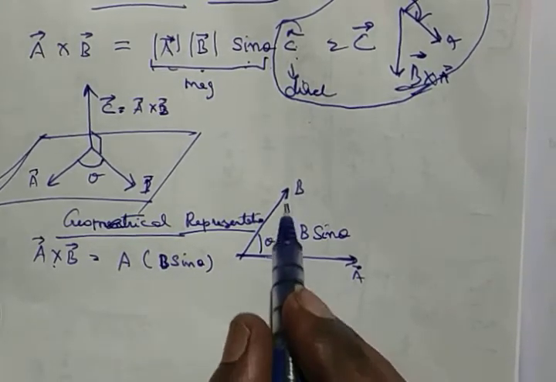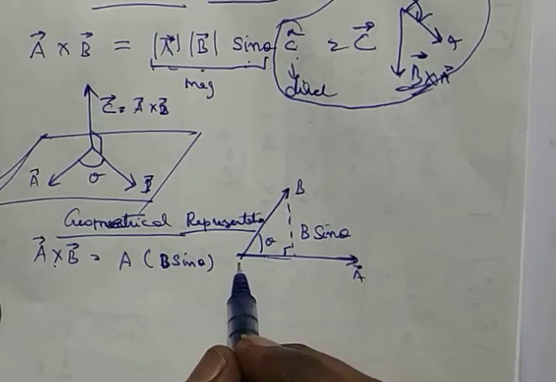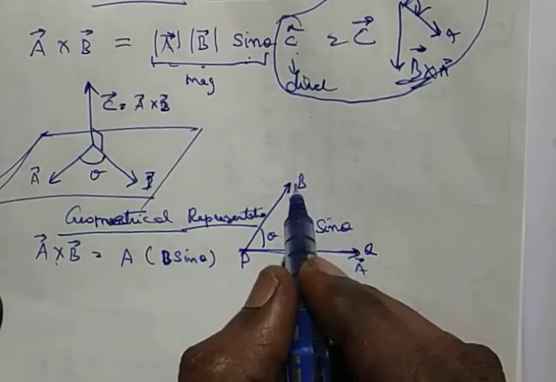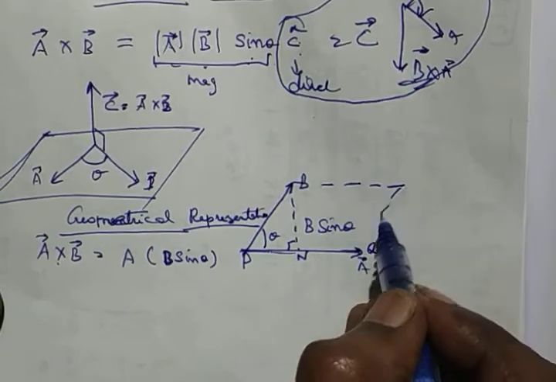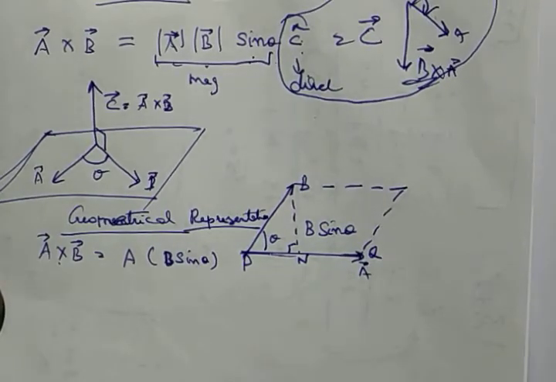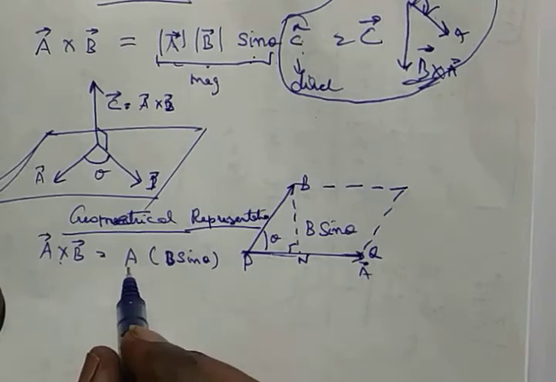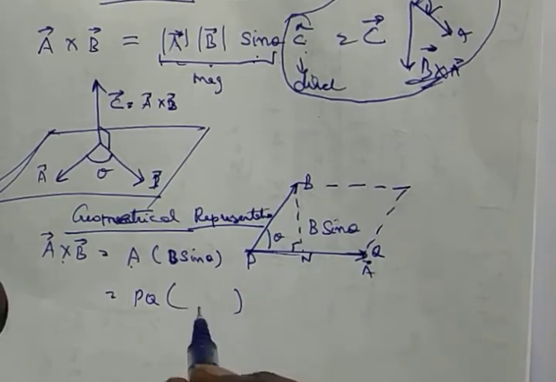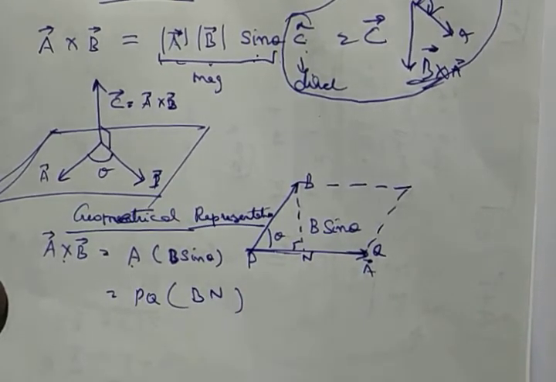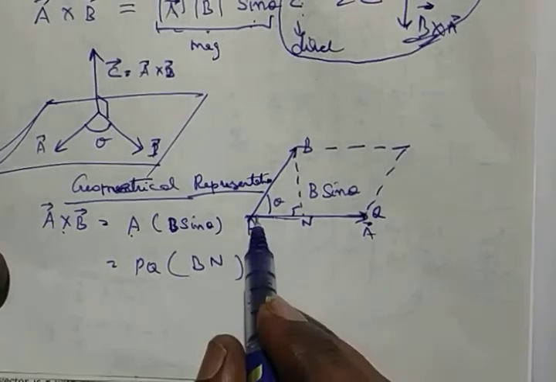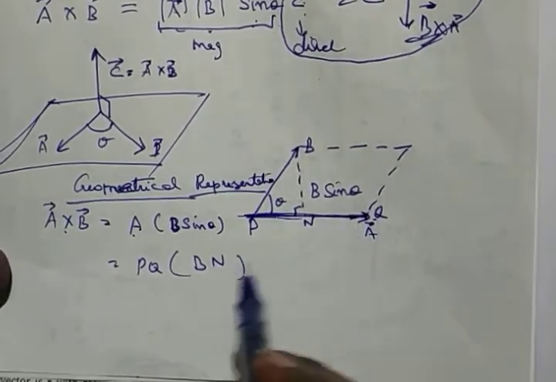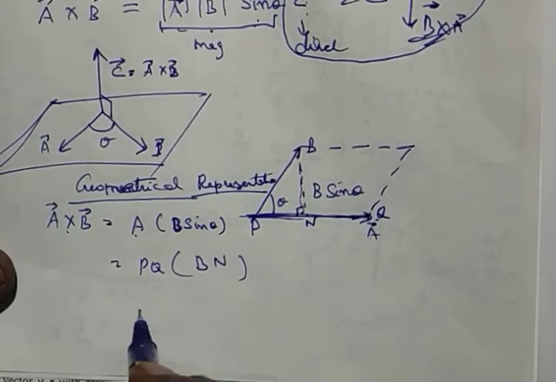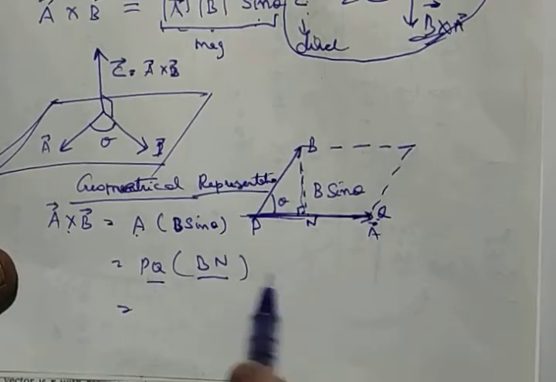So if you look at the perpendicular component, it is B sine theta here like this. If you look at this, this is P and this is Q and this is N, we can make this whole thing a parallelogram here. Now if this is a parallelogram, what is A vector? A vector is going to be equal to PQ. What is B sine theta? That is going to be called Bn. So PQ is the base of this, and this is the perpendicular value of this parallelogram. So this relates to the formula for the parallelogram.